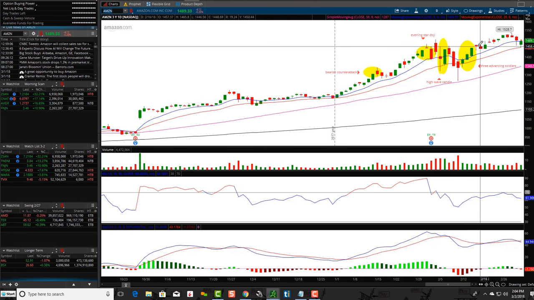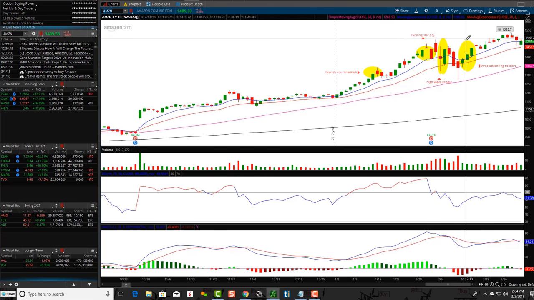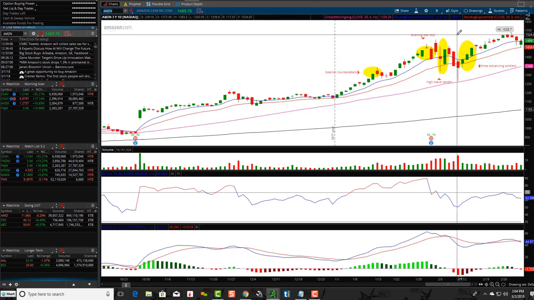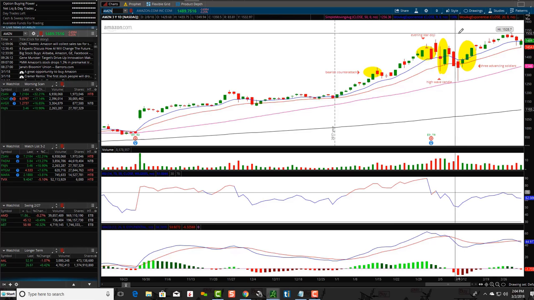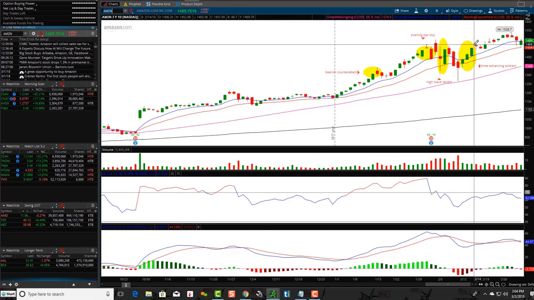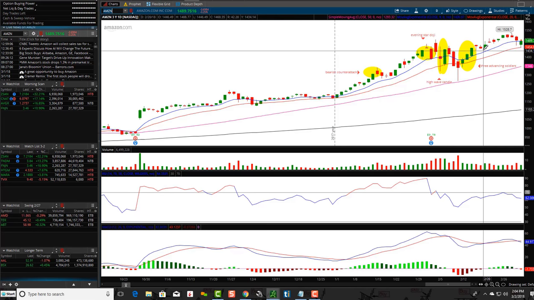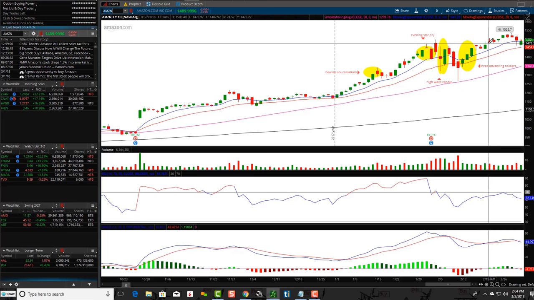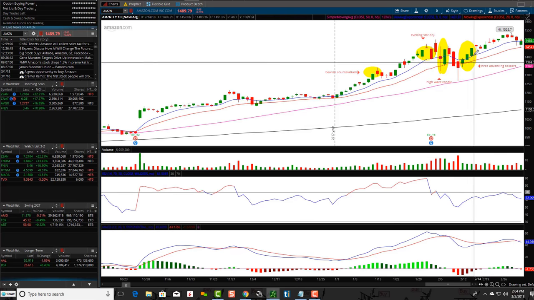But what did it do? Little bit of a pullback, right? So it doesn't mean shorts, meaning the stock's going to tank. It just means people are going to profit take, right? And then look, it pulls back right towards the moving average line, the 9 EMA, and then kind of bull flagged up, went up a little bit more before it started reversing.